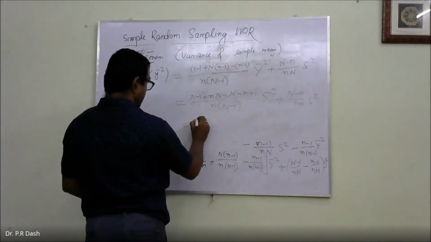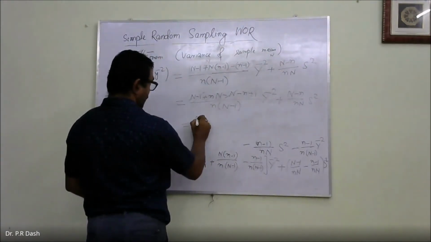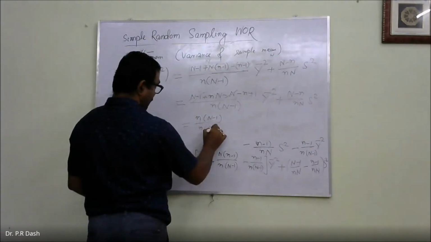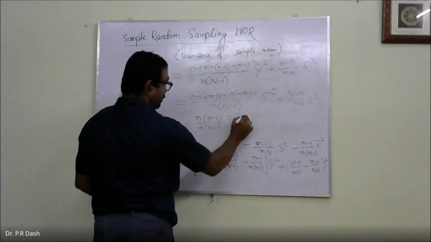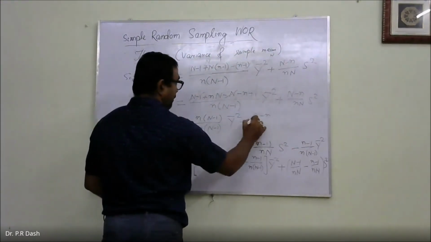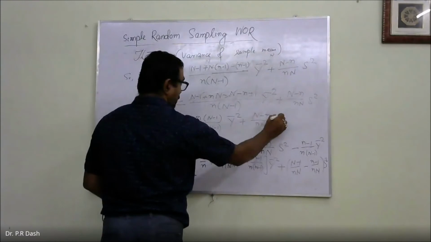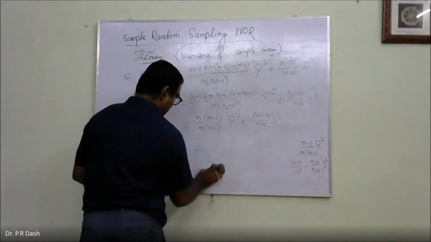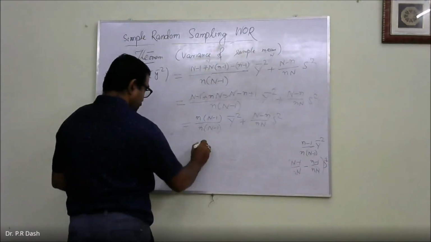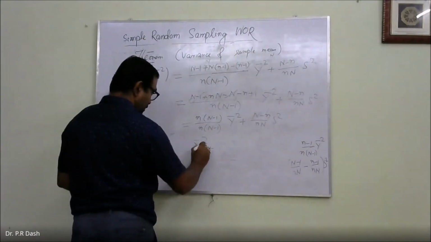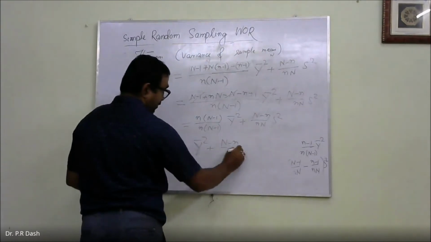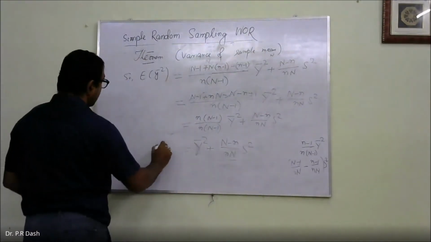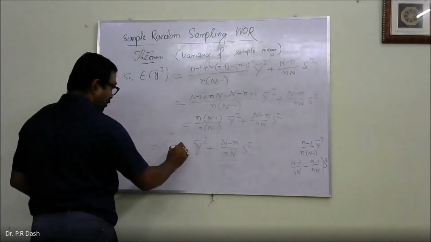N cancels out. So n into n minus 1 by n into n minus 1 y bar square plus n minus n by n s square. So this is equal to y bar square plus n minus n by n s square. This is the expectation of y bar square.